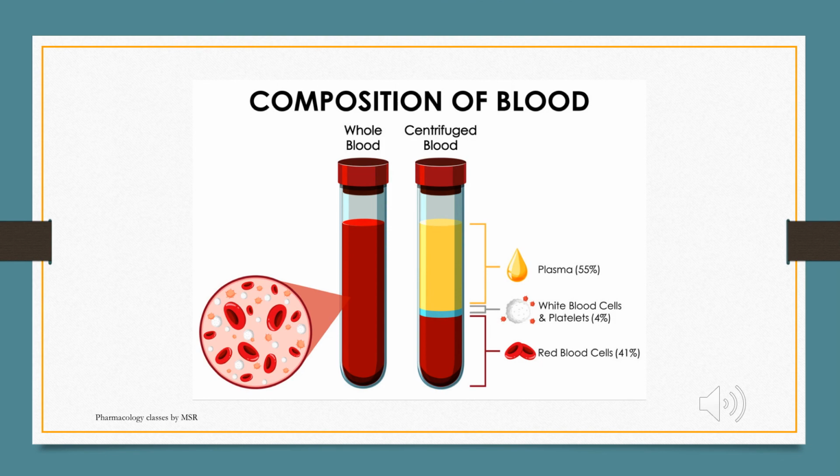When the whole blood is taken and centrifuged, the plasma is separated out as a supernatant fluid, which is 55% of the blood, and the RBC cells settle at the bottom, which is about 41% of the blood, and the remaining WBC and platelets are present in between the plasma and the RBC, which are about 4% of the blood. So plasma 55%, RBC 41%, WBC and platelets together form 4%. So this is the composition of blood.